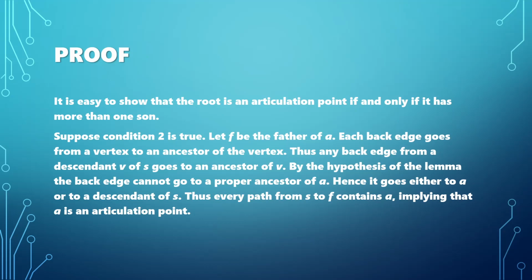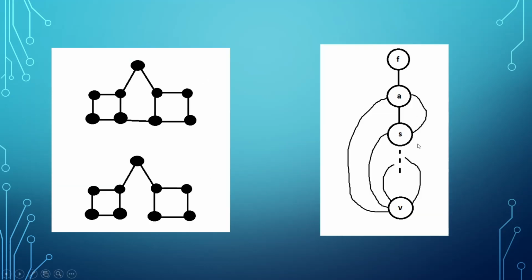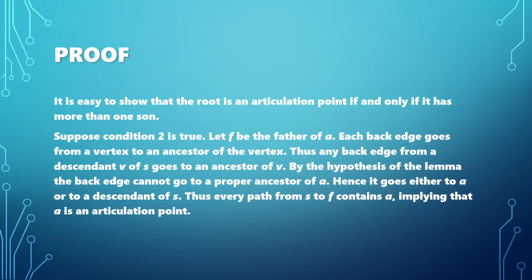Any back edge from a descendant V of S goes to an ancestor of V. In this picture, we can see the description of the proof for the second part of this lemma. By the hypothesis of the lemma, the back edge cannot go to a proper ancestor of A. Hence, it goes either to A or to a descendant of S. Thus every path from S to F contains A, implying that A is an articulation point.